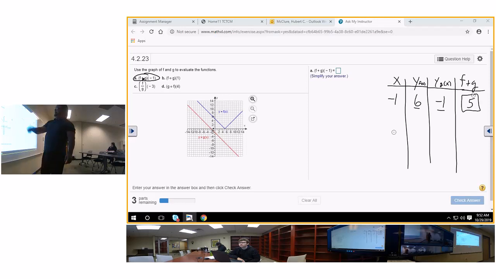All right, 5. So that should be 5. So you would type in A is equal to 5. Capiche? All right, so let's do B. B is f composed of g. So that would be, well, let's, f composed of g. F composed of g means that you're going to do f composed of g of x.